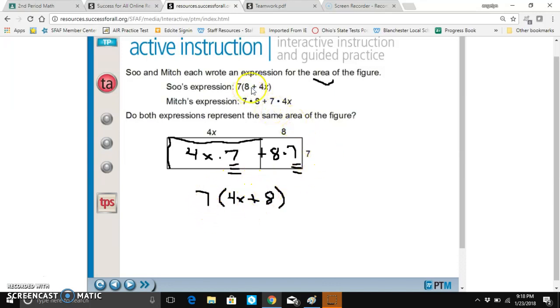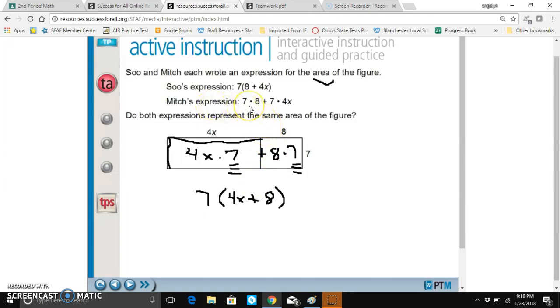Okay, so if you look at Sue's expression, it looks exactly like ours down here, except 4x and 8 are switched around. But if you remember your commutative property of addition, it doesn't matter. If you switch these around, you'll still have the same answer in addition. So Sue's expression is actually equal to ours, which is correct.